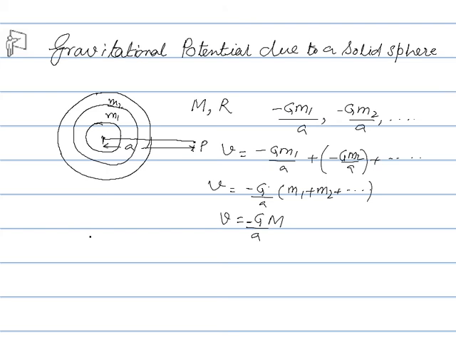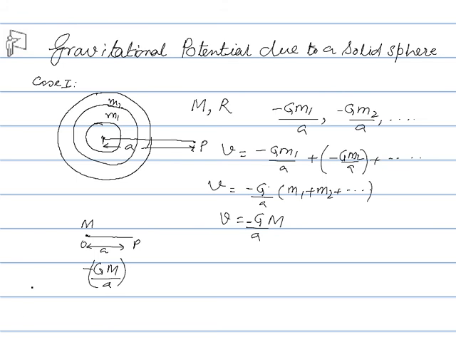In a similar way, if we keep a point mass equivalent to the mass of the solid sphere here, and we find the potential at P, then also the potential becomes minus G M by A, where this distance is A. So thus we conclude that to find the potential due to a solid sphere at any external point, we can imagine the mass of the sphere to be concentrated at the center of the sphere. This is minus GM by A. This is case 1, when the point is lying outside the solid sphere.